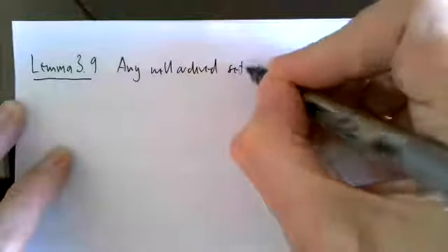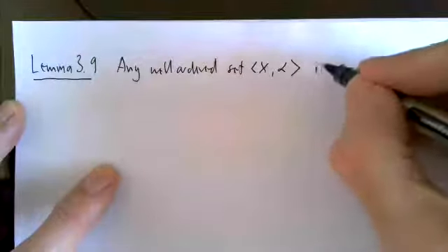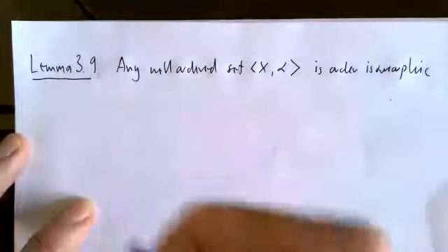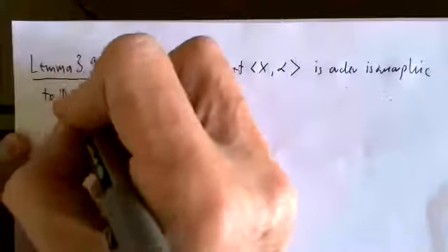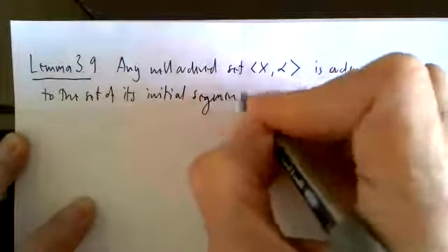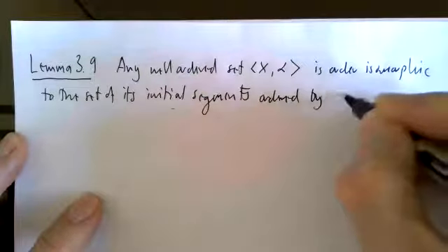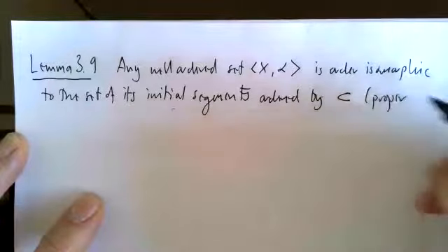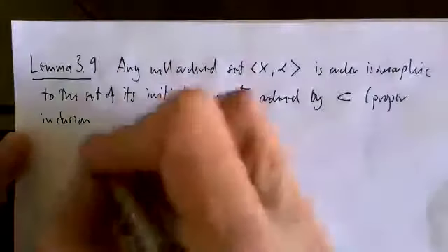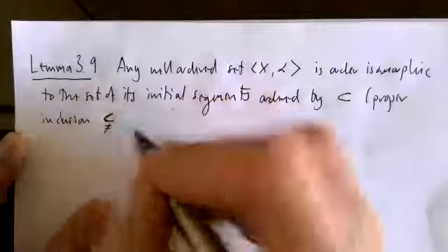So any well-ordered set, X with a less than here, is order isomorphic to the set of its initial segments, where the ordering on the initial segments is proper inclusion. Right. So this rules out being equal. So it's a subset and not equal here.